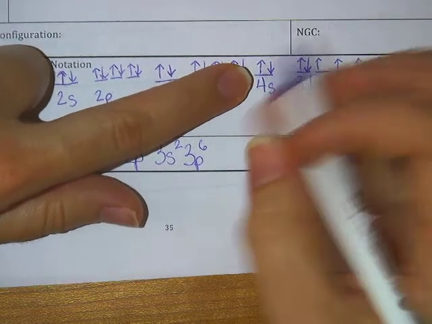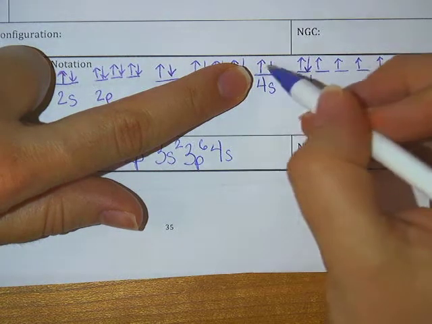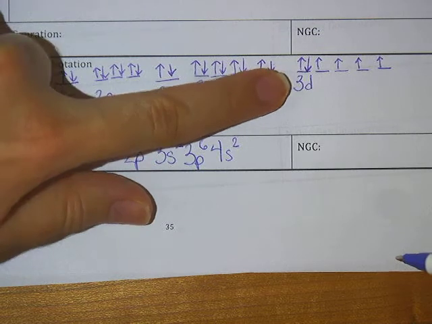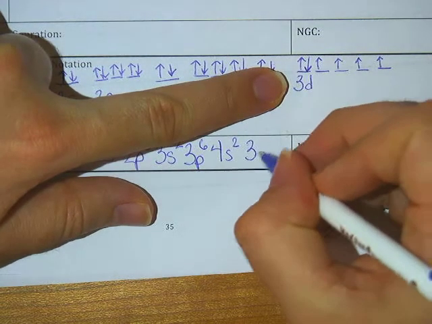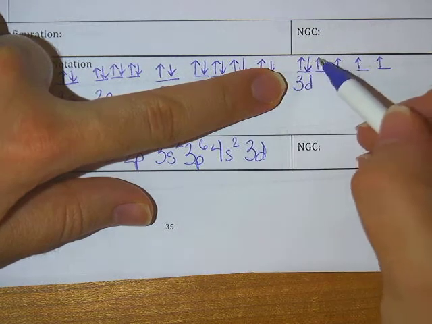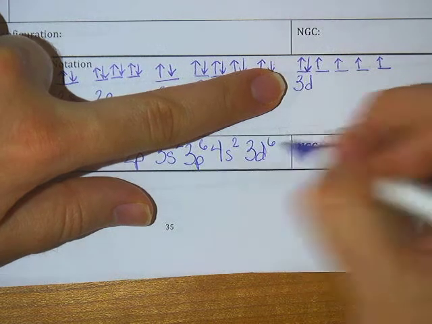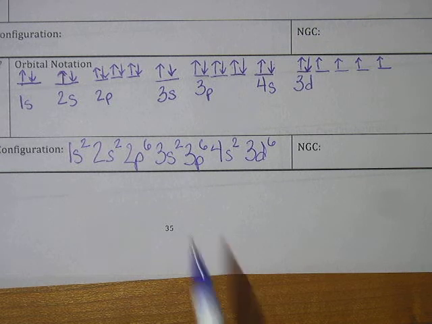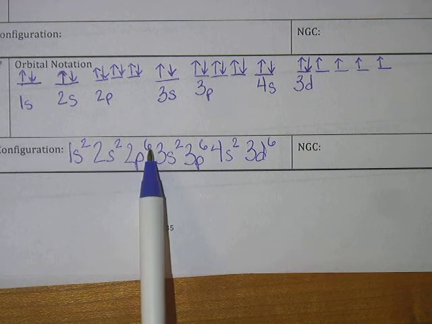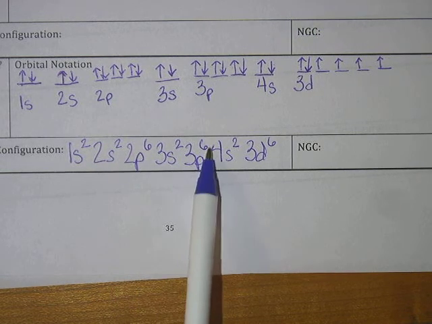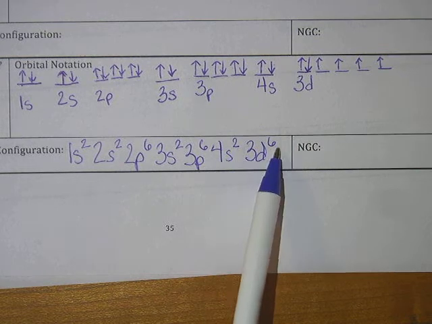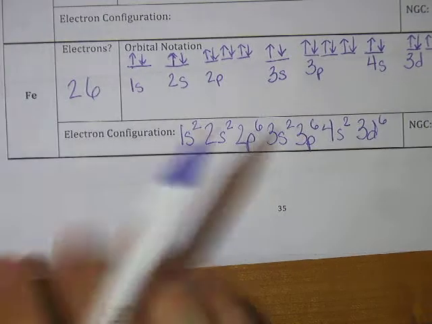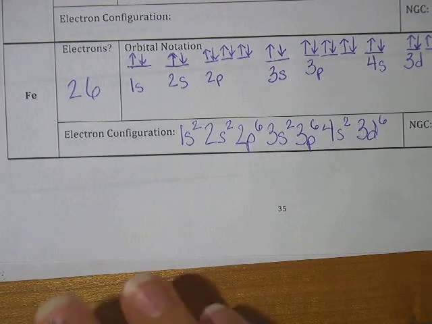I see 4s, so I'm going to write 4s. There are 1, 2 electrons, so I'm going to write a 2, like an exponent. I see 3d, so I write 3d. There are 1, 2, 3, 4, 5, 6 electrons, so I'm going to write a 6, like an exponent. And again, if you add all these up, 2 plus 2 is 4, plus 6 is 10, plus 2 is 12, plus 6 is 18, plus 2 is 20, plus 6 is 26. Oh, we get the same number of electrons as what iron was supposed to have. So that's a clue we probably did it correctly.